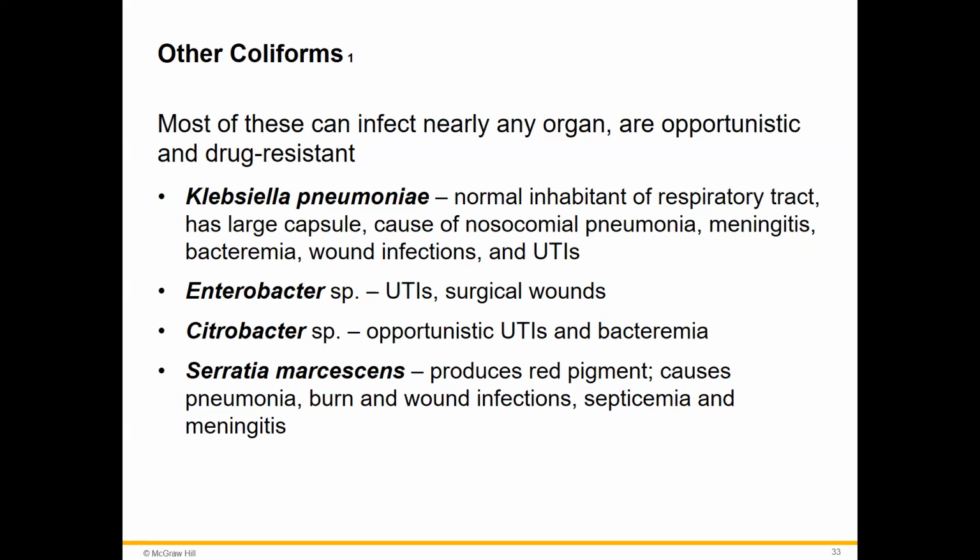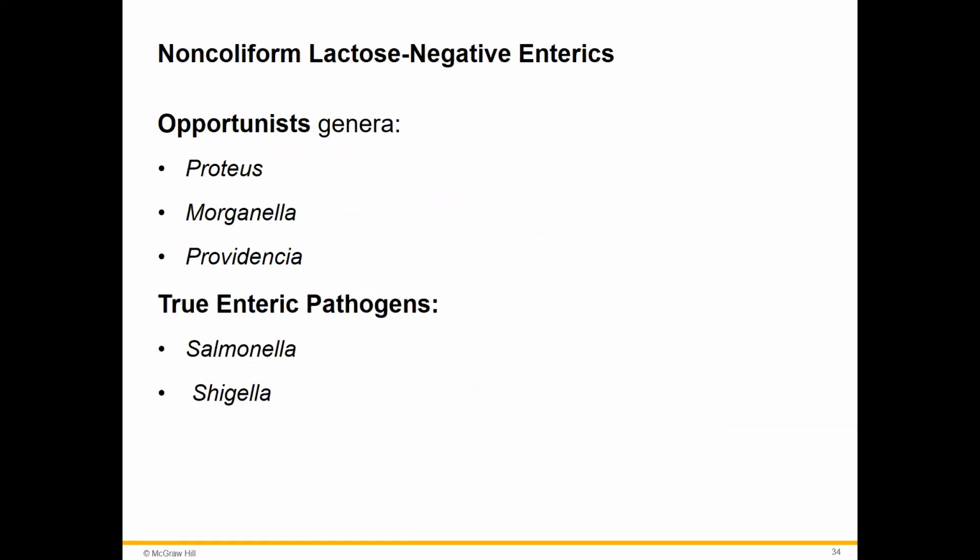Enterobacter is typically more seen in UTIs. Again, same, opportunistic, not typically pathogenic. Citrobacter, opportunistic UTI or bacteremia. And then Serratia, more seen in burn or wound infections. Again, opportunistic. It also is bright red when you grow it out. It's red pigment. It's very beautiful, actually.